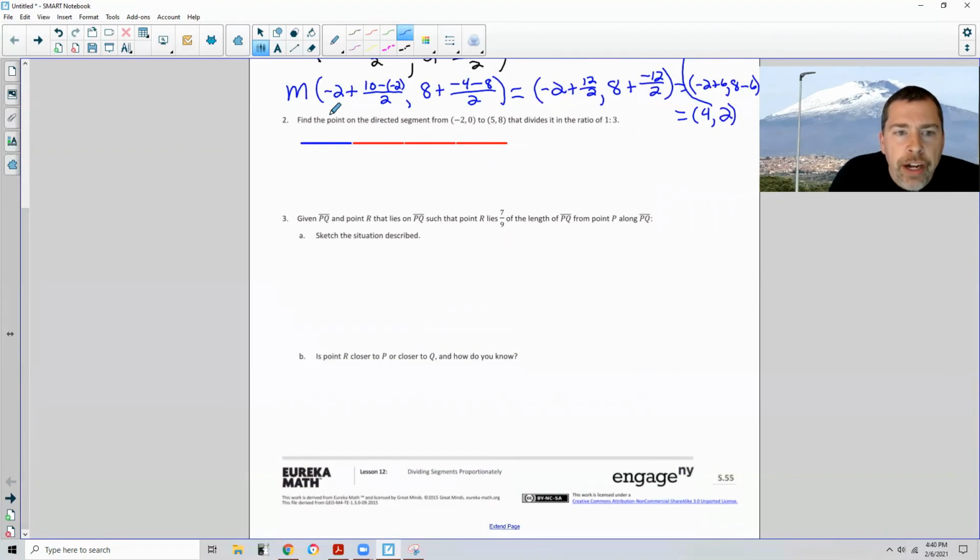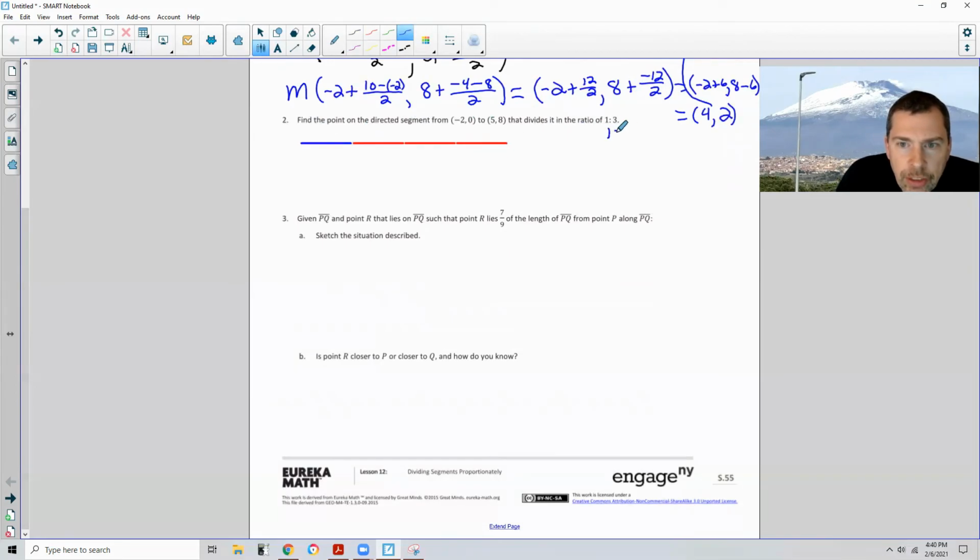Number 2, find the point on the directed segment from the point negative 2, 0 to 5, 8 that divides it into a ratio of 1 to 3. And not 2, 1 to 3. So if I'm going to divide something in a ratio of 1 to 3, there's going to be one segment I did in blue, and then 3 other segments in red, totaling 4 segments.